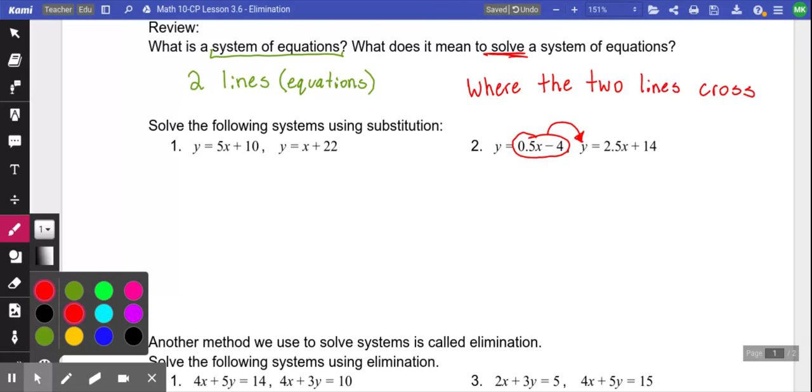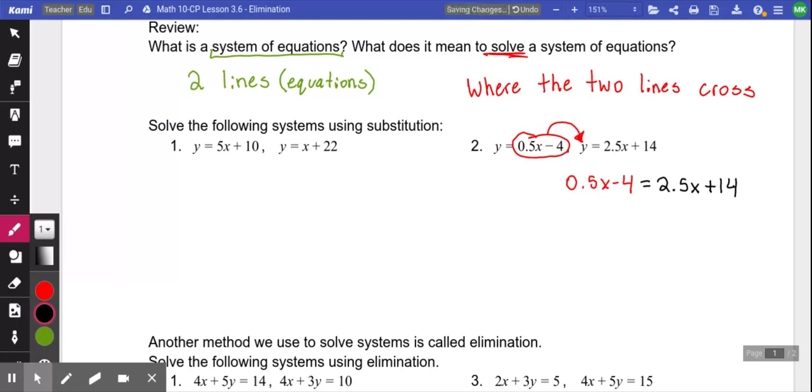It's called substitution. So I now had 0.5x minus 4 equals 2.5x plus 14. And you see how I've taken this equation and I've turned it into that by substituting. Remember that from yesterday? Beautiful.